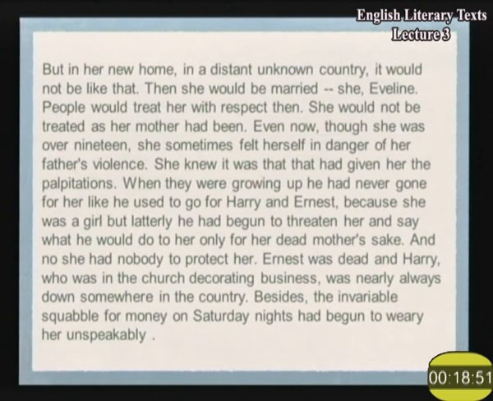When they were growing up, he had never gone for her like he used to go for Harry and Ernest, because she was a girl, but latterly he had begun to threaten her and say what he would do to her only for her dead mother's sake. And no, she had nobody to protect her. Ernest was dead, and Harry, who was in the church decorating business, was nearly always down somewhere in the country. Besides, the invariable squabble for money on Saturday nights had begun to weary her unspeakably.